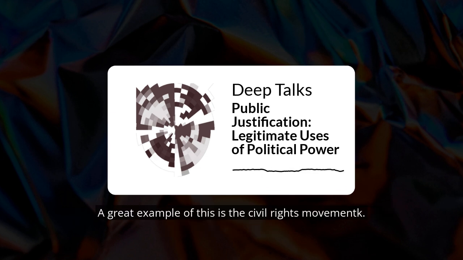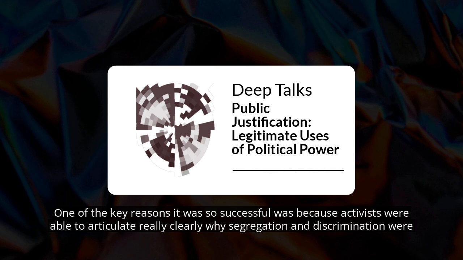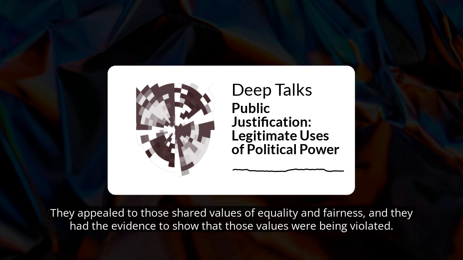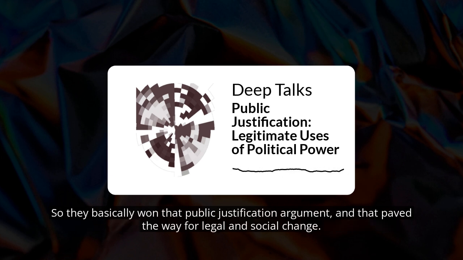Precisely. A great example of this is the civil rights movement. One of the key reasons it was so successful was because activists were able to articulate really clearly why segregation and discrimination were wrong. They appealed to those shared values of equality and fairness, and they had the evidence to show that those values were being violated. So they basically won that public justification argument. And that paved the way for legal and social change.